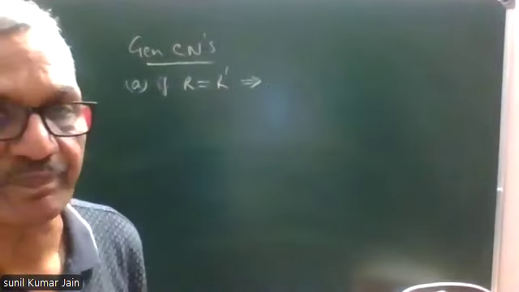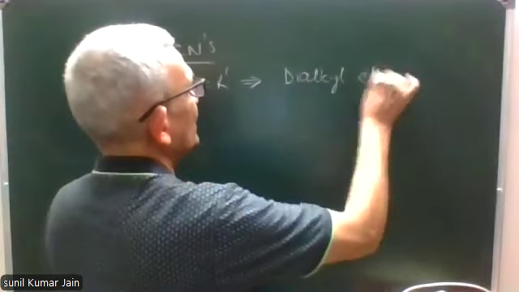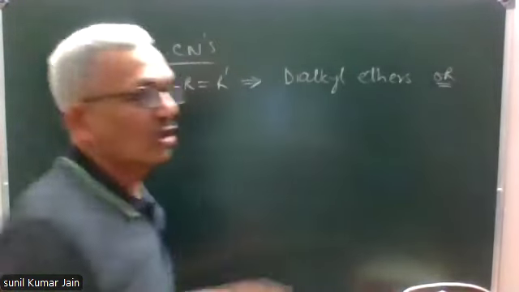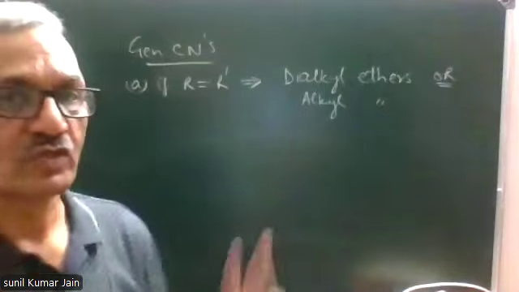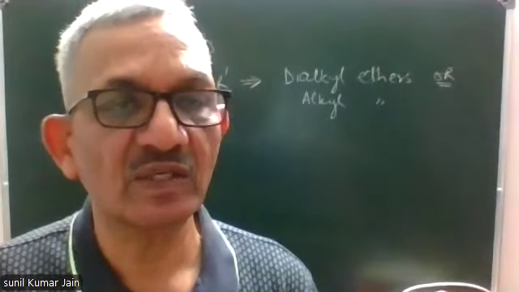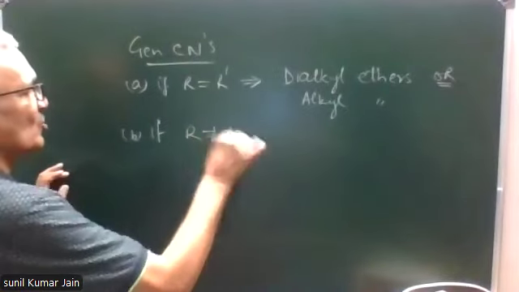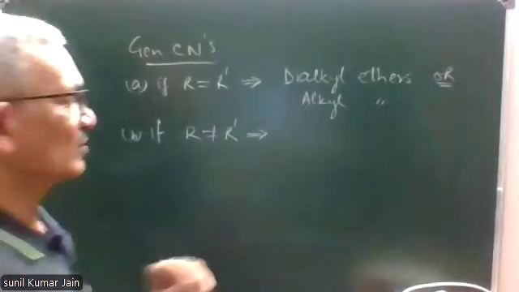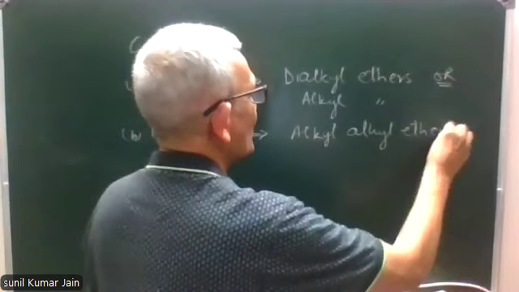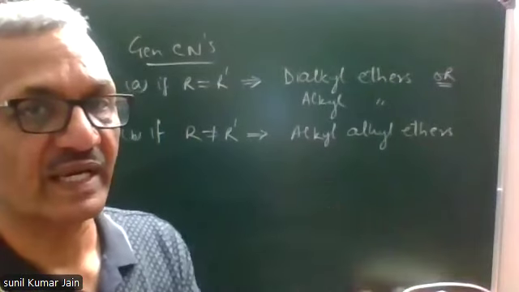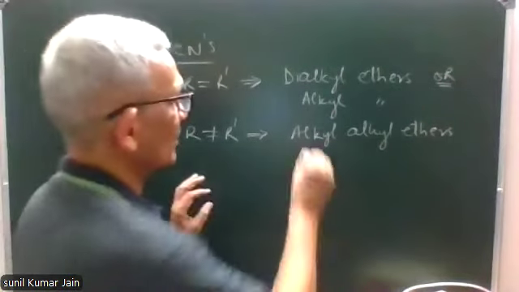If R and R dash are same, then their general common names are dialkyl ethers, or we simply call them alkyl ethers. So if there are two methyl groups, we either call it dimethyl ether or we simply call it methyl ether. B part. If R is not equal to R dash, then they are called alkyl alkyl ethers. Then common name will have 3 words. And first 2 words, alkyl, they will be written in alphabetical order.